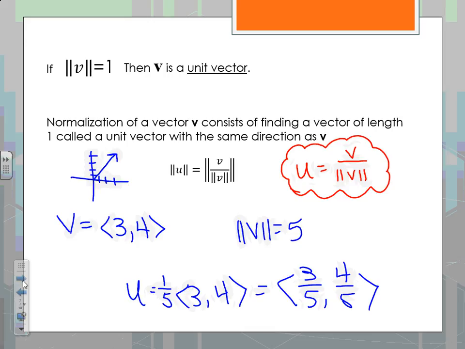If I asked you to, how might you figure out what this angle is right here? Trig. Which trig function specifically? Tangent. The tangent of that angle would be 4/3. And so then you can figure out what that angle is if you needed to.